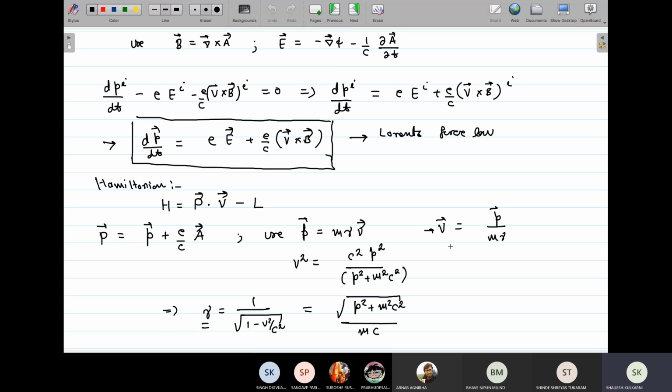From this expression, when you use this here and take the dot of V with capital P, you will get the following: P dot V will be equal to C times (capital P minus E by C A) dot capital P divided by square root of (capital P minus E by C A) square plus M square C square. This is what you are going to get for P dot V.